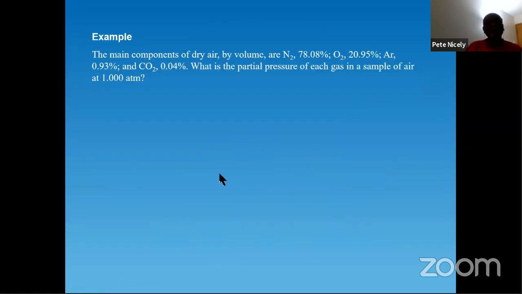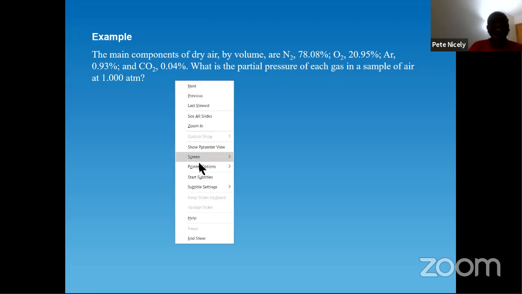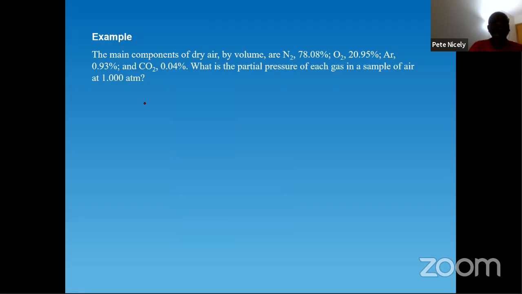Based on what we have just learned, we could do this example right here. It gives you the percentage of the different components in a gaseous mixture, and the question is asking what is the partial pressure of each gas in a sample of air at 1.00 atmosphere. This is kind of repetitive, but it's very easy actually. Let me go to my pointer function here. I'm just going to do the first one and you should be able to figure out the others.